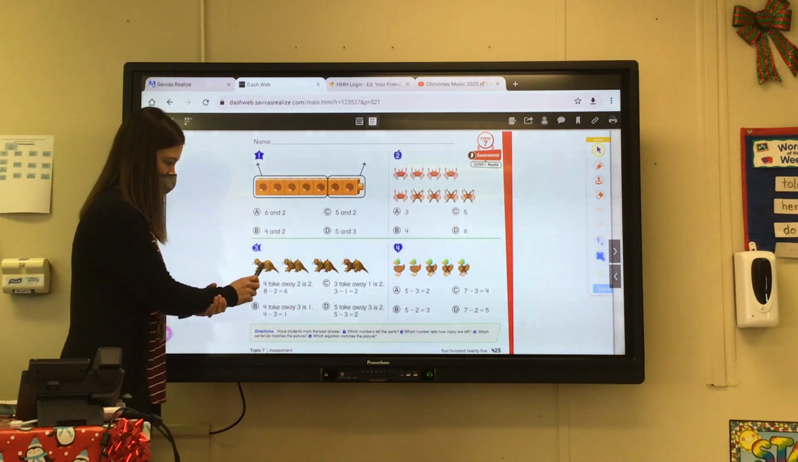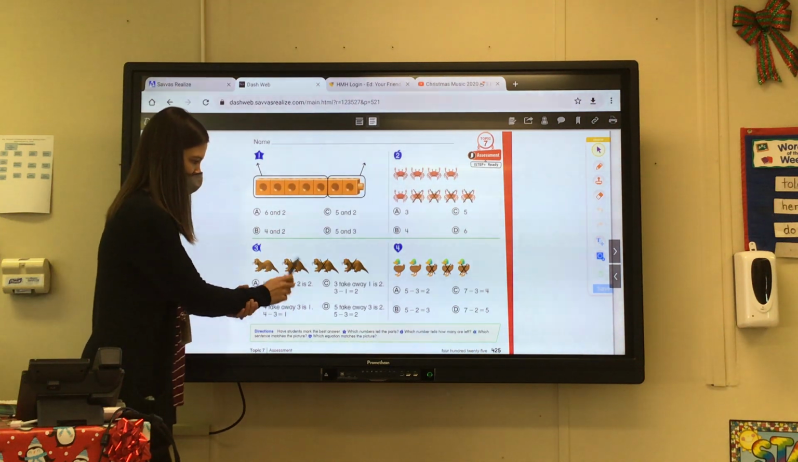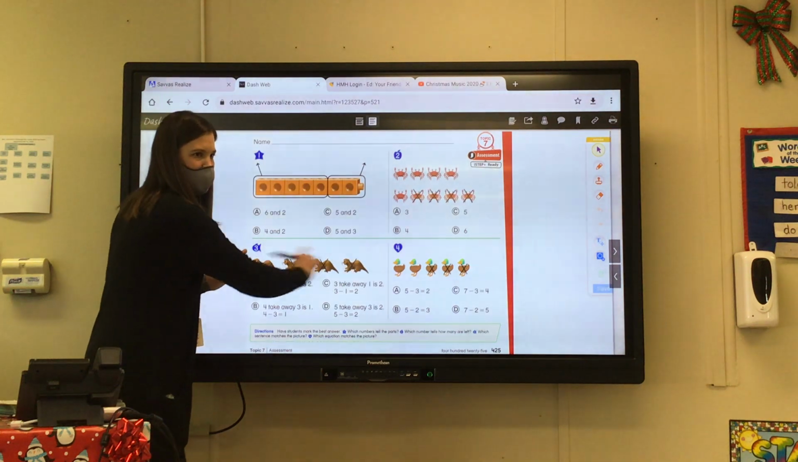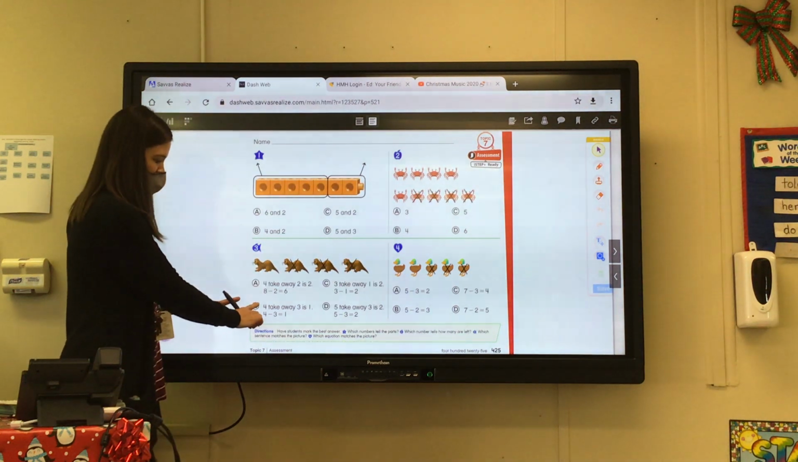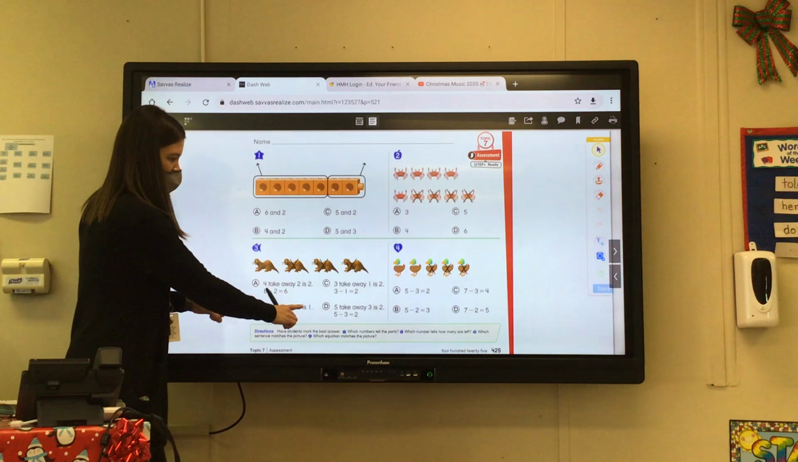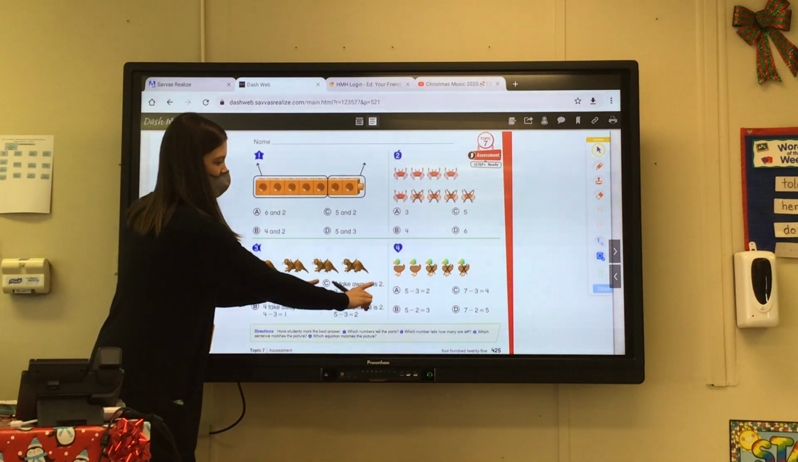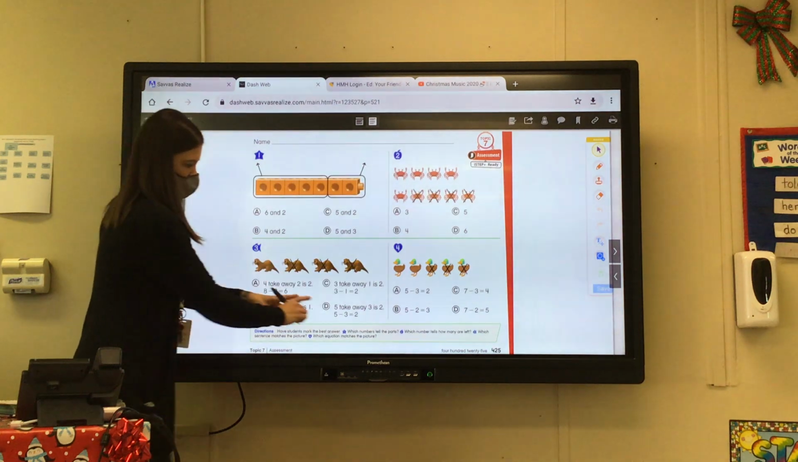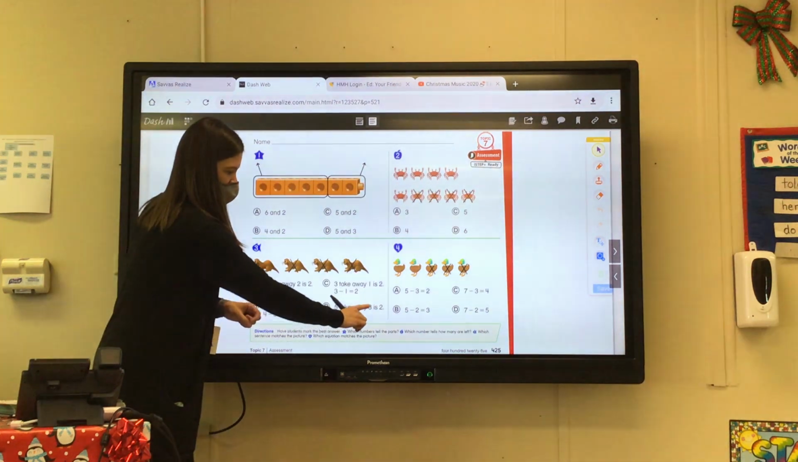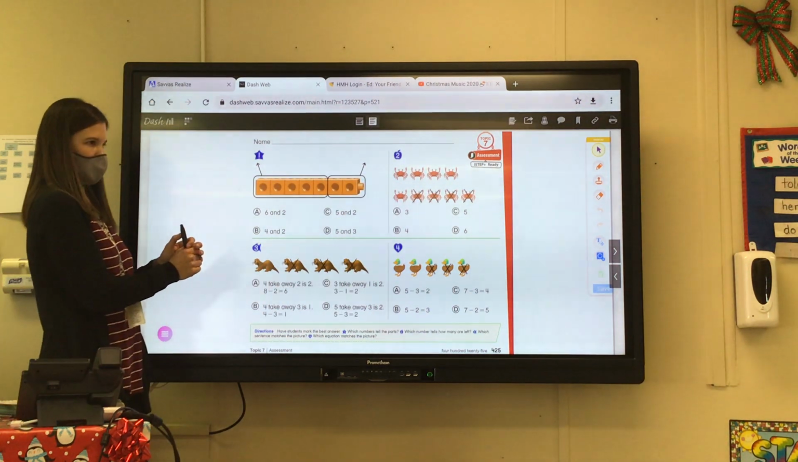The first one says 4 take away 2 is 2. Is it showing that up here for A? Or is it showing B? 4 take away 3 is 1. Or is it showing C? 3 take away 1 is 2. Or is it showing D? 5 take away 3 is 2. Okay, which sentence is saying that?